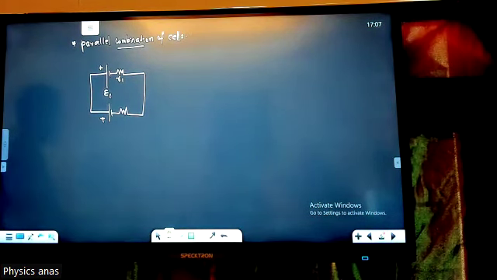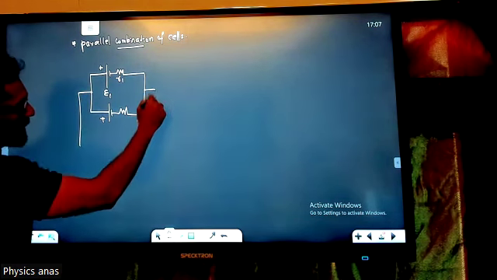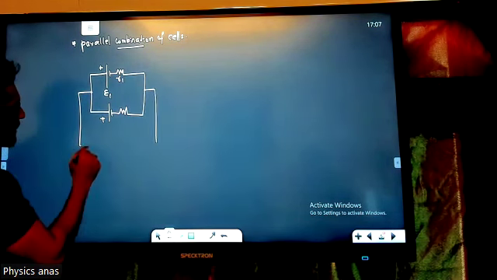This is a parallel connection, and I am taking out a wire like this and connecting that to a load resistor.